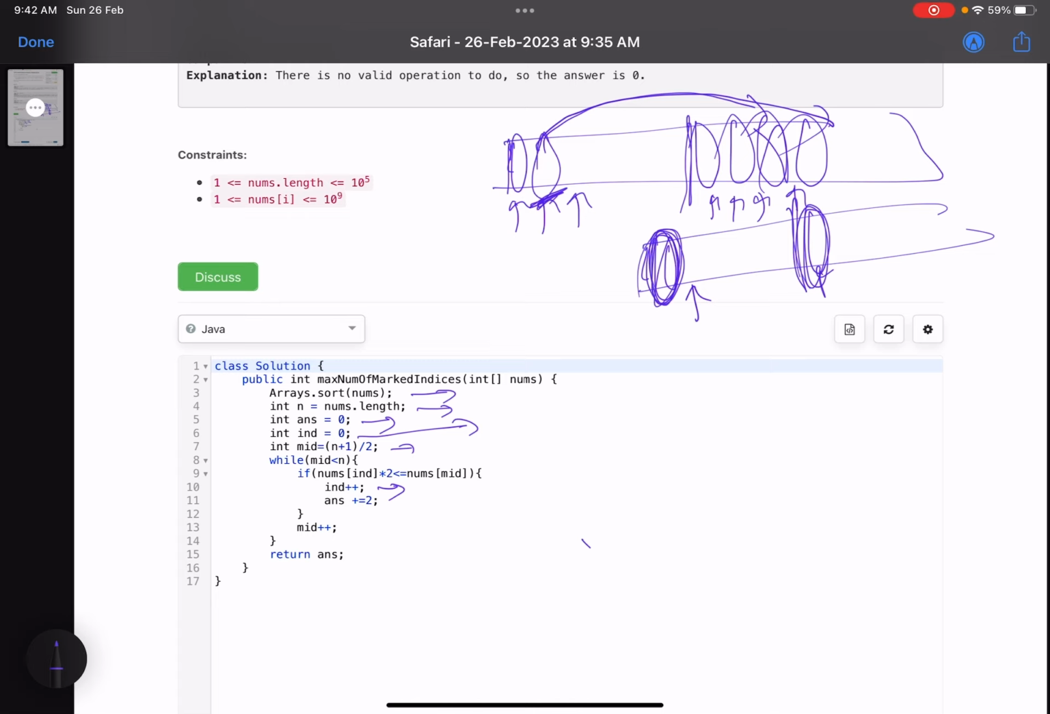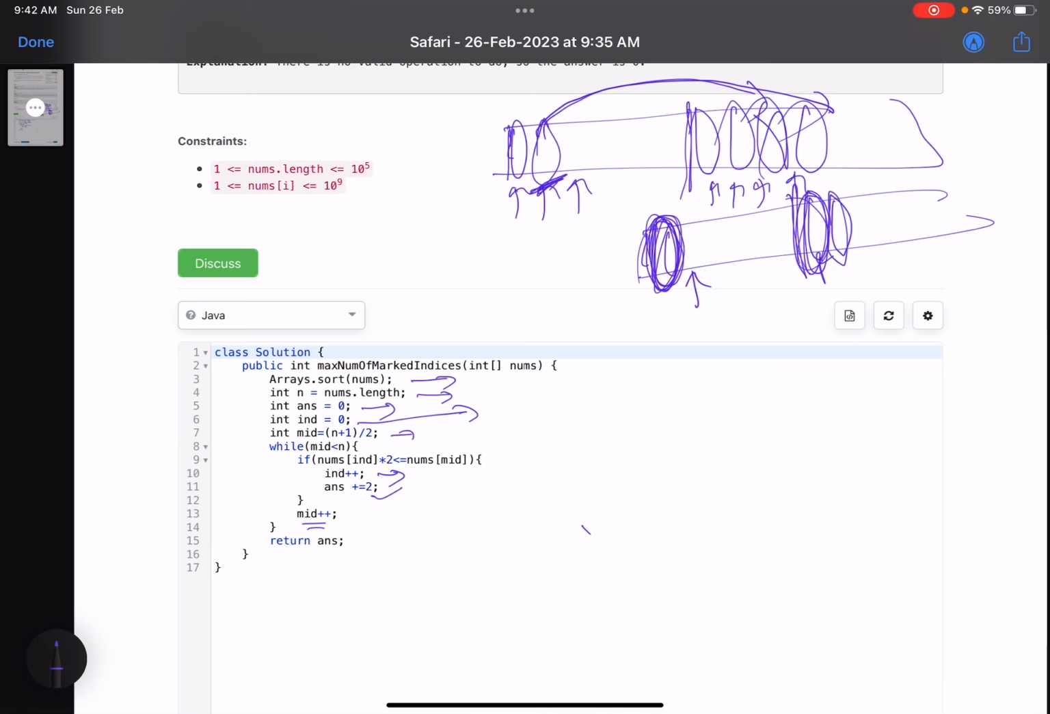and I'll increment my answer by 2, because whenever a pair is formed, 2 indices are marked. And then I do mid plus plus. That means I keep on incrementing this index. Whether a pair is formed or not, this index will always be moved, because if you form a pair, you move to the next element. If you were not able to form a pair, you will search for the next element, whether this element is forming a pair with the left hand side or not. And finally, you return your answer.